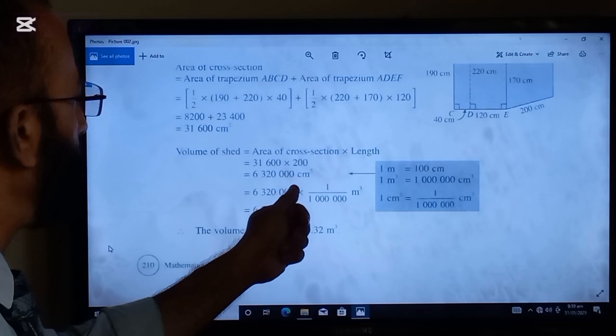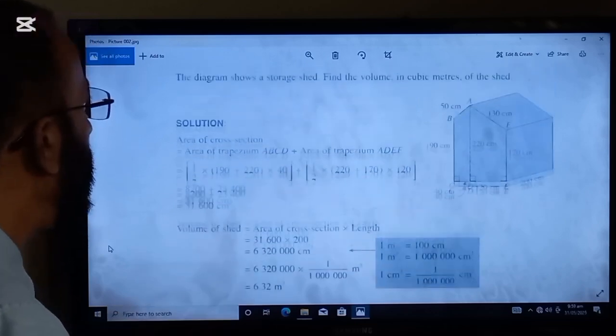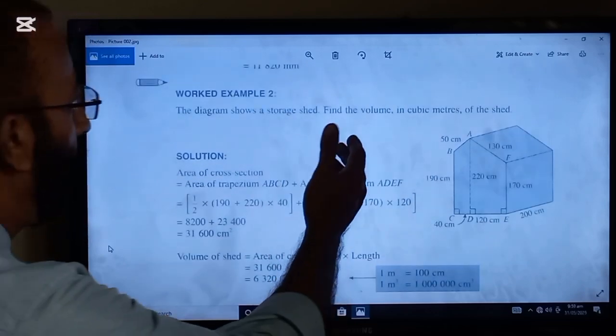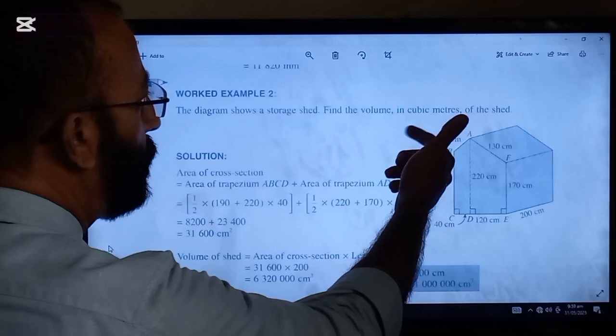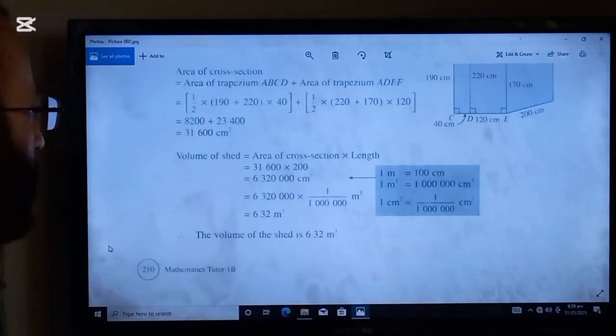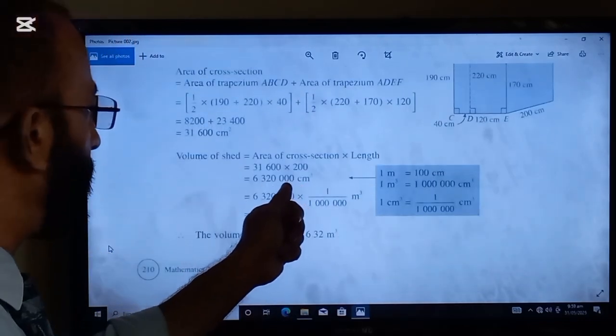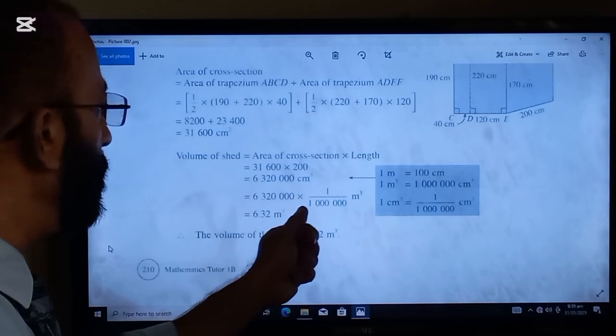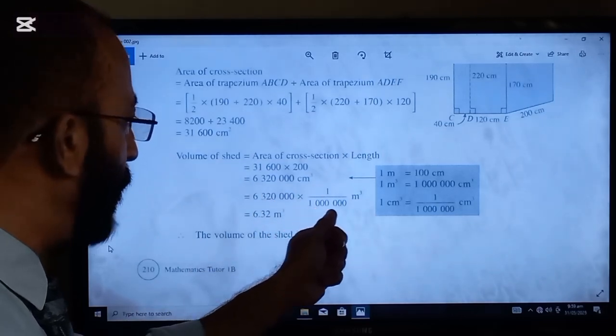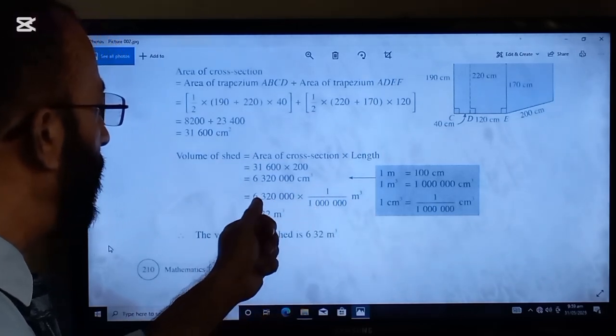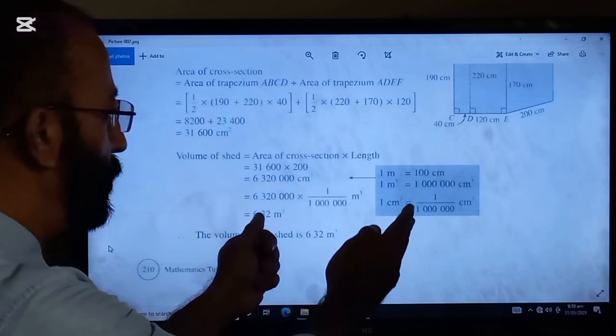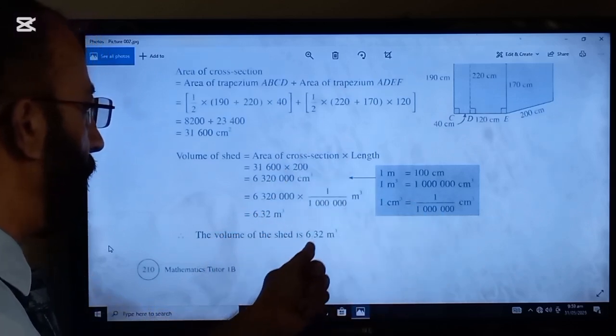First, you will get the answer in centimeter cube. We see in the question, find the volume in cubic meter. So cubic meter is the requirement. At this step, we will divide this value by 1 million. So we will convert the unit centimeter cube into meters cube. So this is the answer.